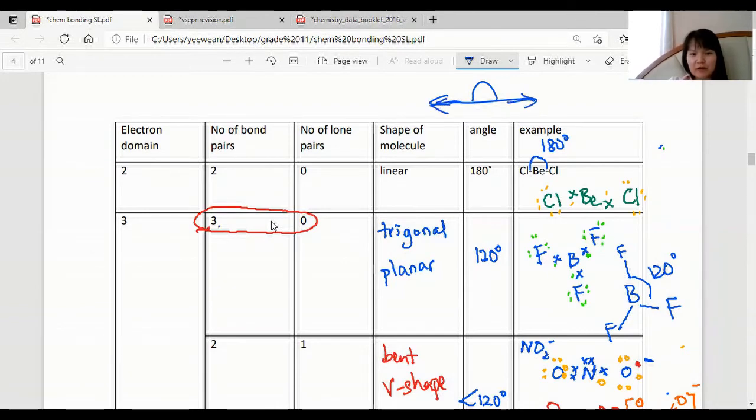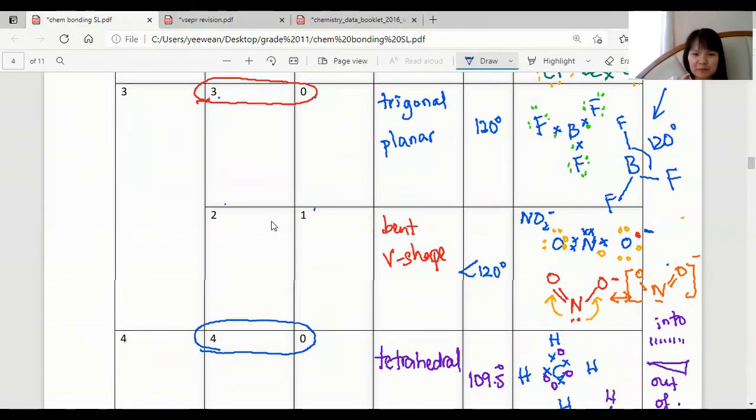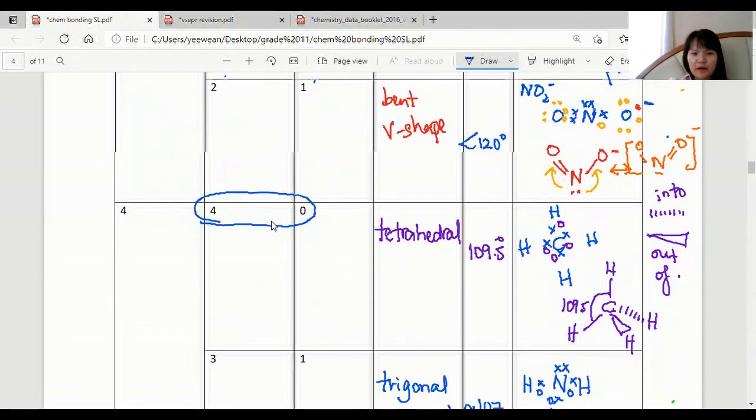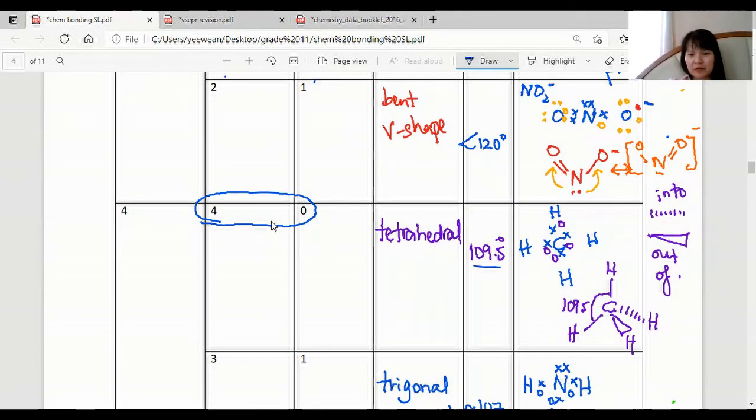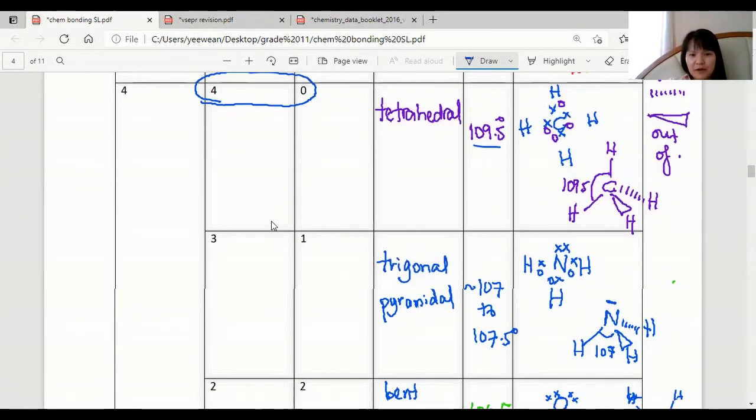If there's 3 bond and 0 lone, it's going to be trigonal planar like this. If it's 2 bond, 1 lone, then it's going to be bent or V shape, such as your NO2 negative. We can also call it nonlinear. And if you have 4 bonded pairs with no lone pair, it's tetrahedral. You need to remember the angles, for example, CH4. And if you have 3 bonded pairs and 1 lone pair, it's trigonal pyramidal, such as ammonia. So you have 1 lone pair here and 3 bonded here.